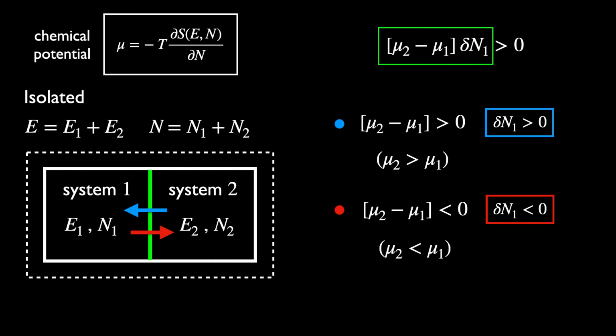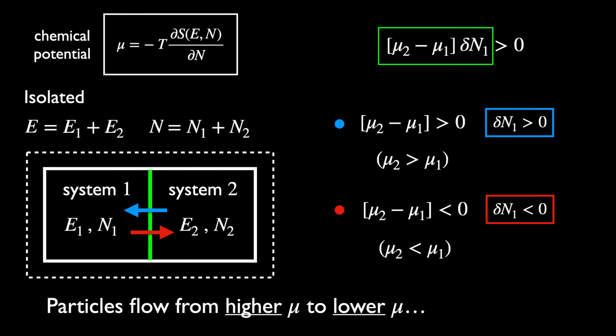Thus we now have a law that is similar to the one for heat flow. Particles flow from a system of higher chemical potential to a system of lower potential to reach thermal equilibrium. This happens until the chemical potentials are equalized.